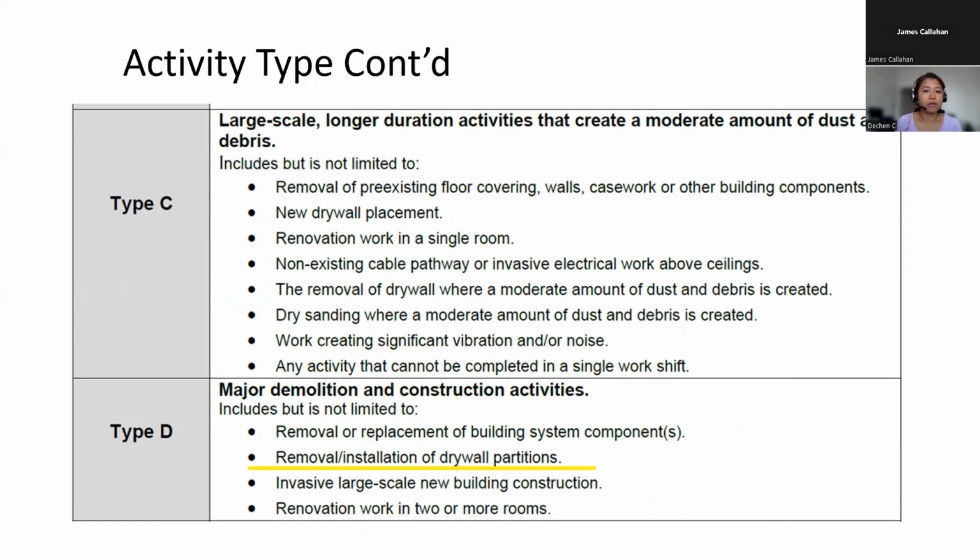So let's say you have a variety of work, right, in one big project, and you have activities under type A, and then you have a different activity under type B. Then your activity type will be based on the higher activity type. So it would be the higher activity type, okay?